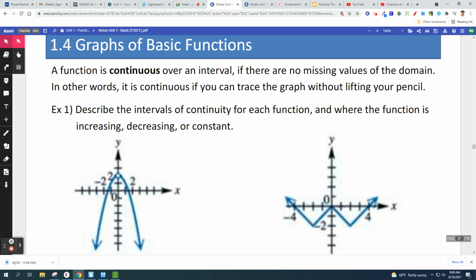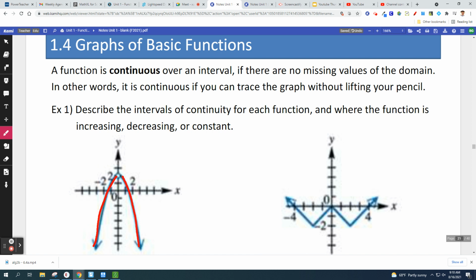We've talked about domain a lot, domain and range. Interval, continuous, we're talking about domain. So if you look at this graph in example 1, it says describe the intervals of continuity for each function and where the function is increasing, decreasing, or constant. Imagine if you were trying to trace this graph from left to right. If I traced it right here, and it's kind of hard to see, but there's a hole. If you were tracing, you'd have to pick up your pencil to jump over this hole and then put it back down here to trace. So this one is not continuous the whole time. It's not continuous.